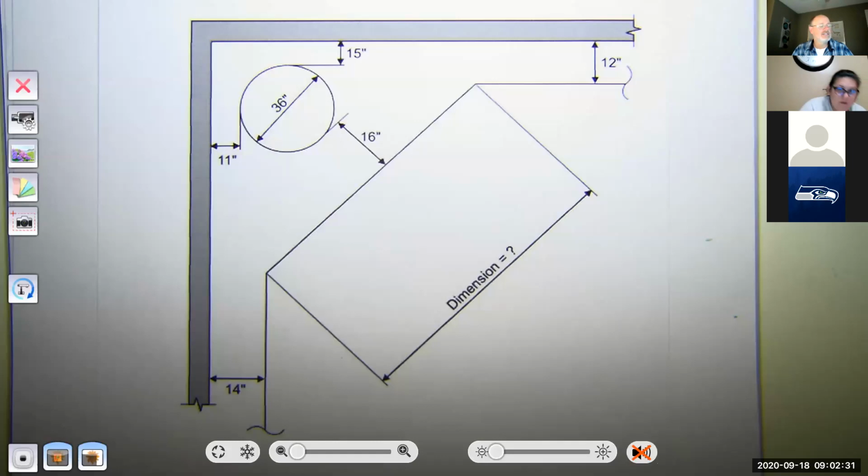So here is the next thing we're going to work on. I'll give you a minute to draw it out if you don't have it printed.